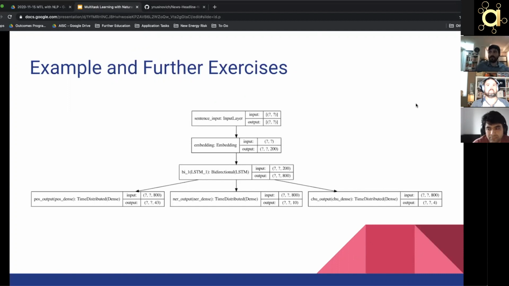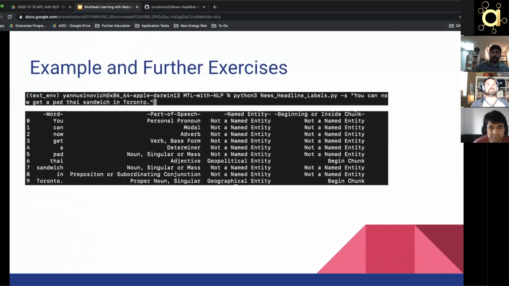And so I'll give 3 quick test examples with headlines that I found from Google News, from local news. So this one was, you can now get a pad thai sandwich in Toronto. It looks correct, except it misses pad thai as a beginning and inside chunk. So other than that, not too bad.